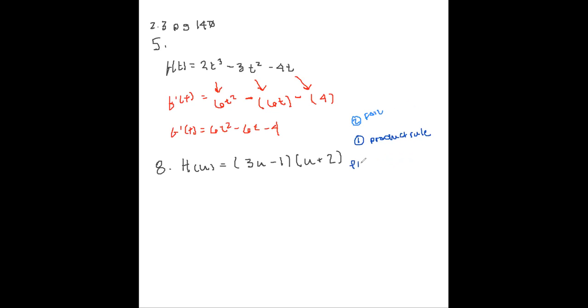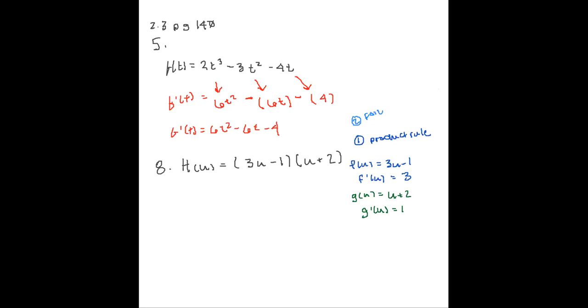Say that I have the function f of u and it is equal to 3u minus 1. Next, I need to find f prime of u. What is f prime of u? It's just going to be 3. Then I have the function g of u, and I'm just calling these f and g because this is what they use in the book, but you can use whatever function name you want as long as you keep track of them. g of u is going to be equal to u plus 2. What is g prime of u? 1.